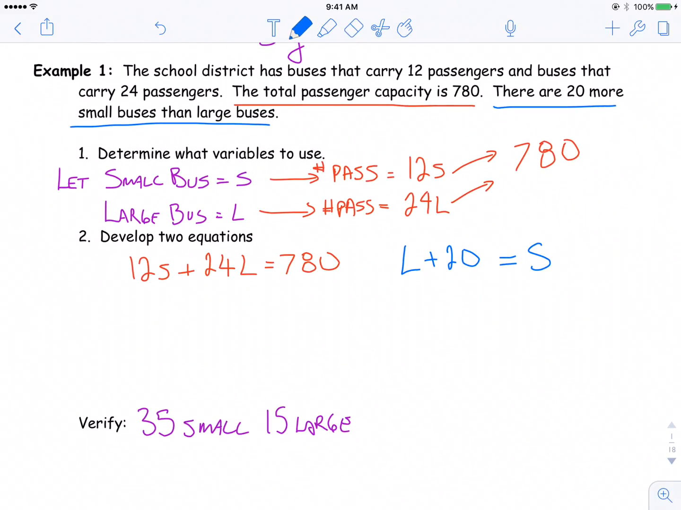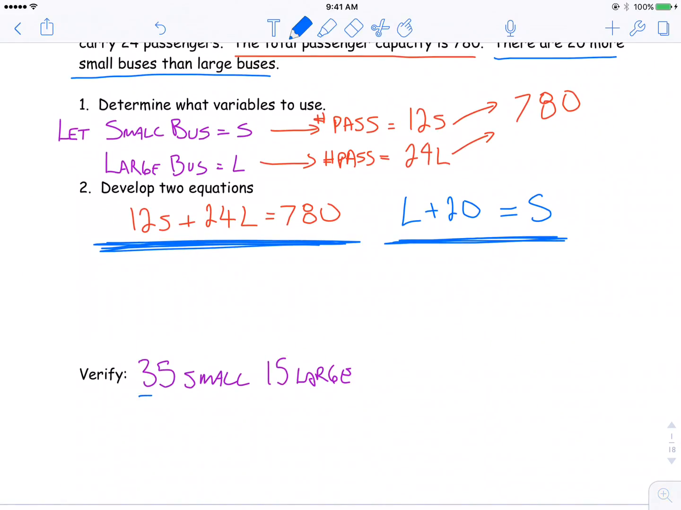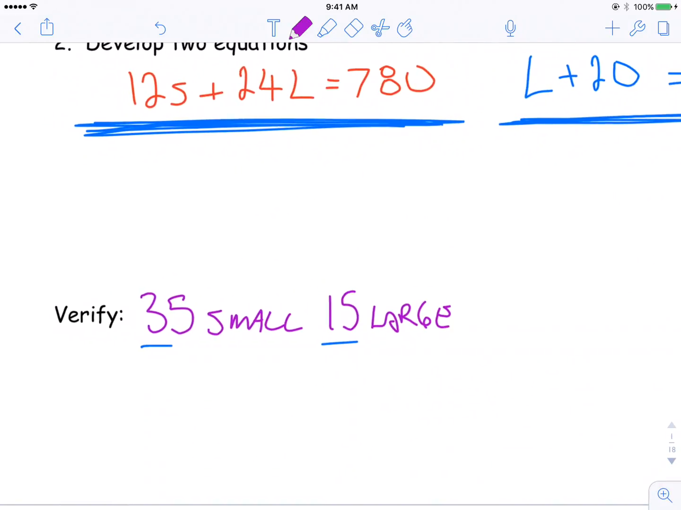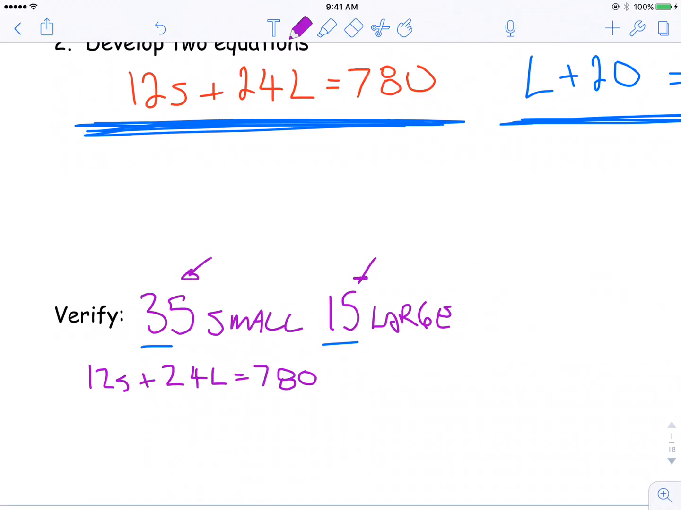And then it says verify. So here's our system of equations. This one tells me our passenger capacity. This one tells me the number of actual buses. Verify that there are actually 35 small buses and 15 large buses. To verify that, I take each of those equations, 12S plus 24L is equal to 780, and I substitute in this value for small buses and this value for large buses.